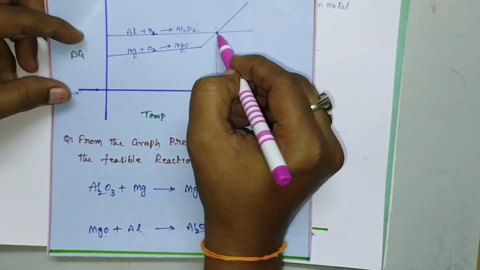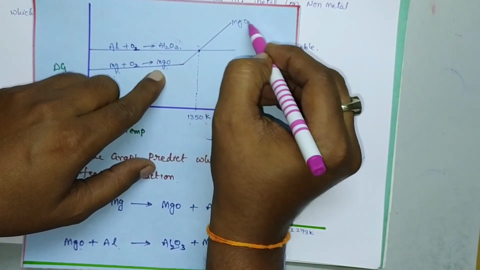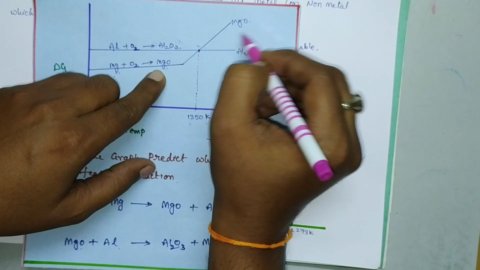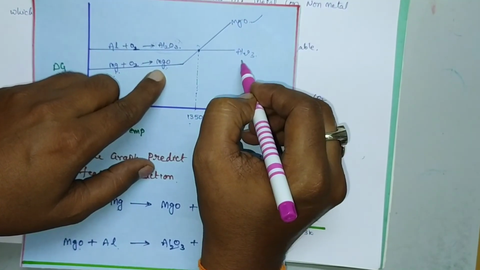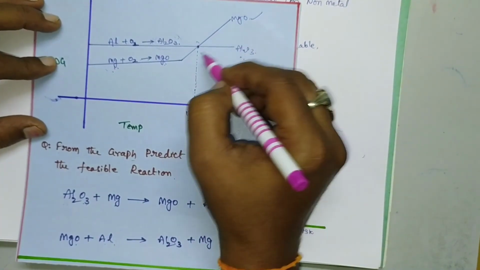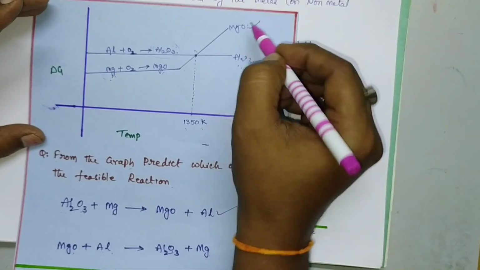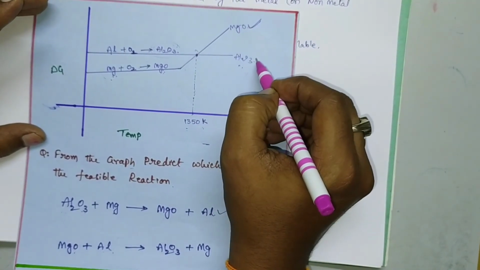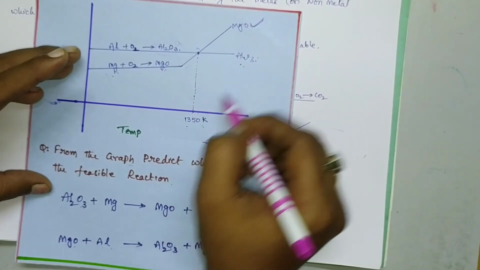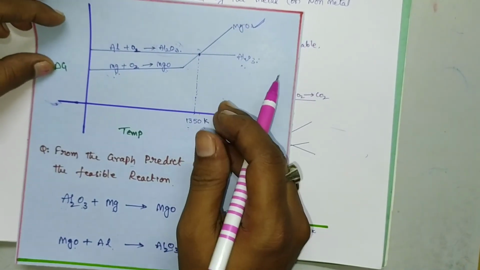Suppose if you take above this temperature, here the curve is magnesium oxide curve, this is aluminum oxide curve. So above this particular temperature, magnesium oxide can be reduced by aluminum, but this is not a commercially beneficial process as we are using very high temperature. Okay, clear? Above this temperature, the magnesium oxide can be reduced by aluminum, but this is not a commercially beneficial process because we are using very high temperature. So in this way we can select the best reducing agent by using this Ellingham diagram.